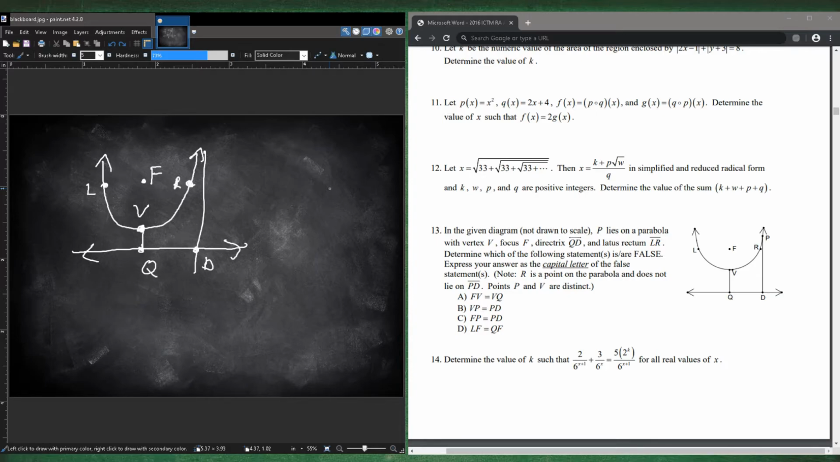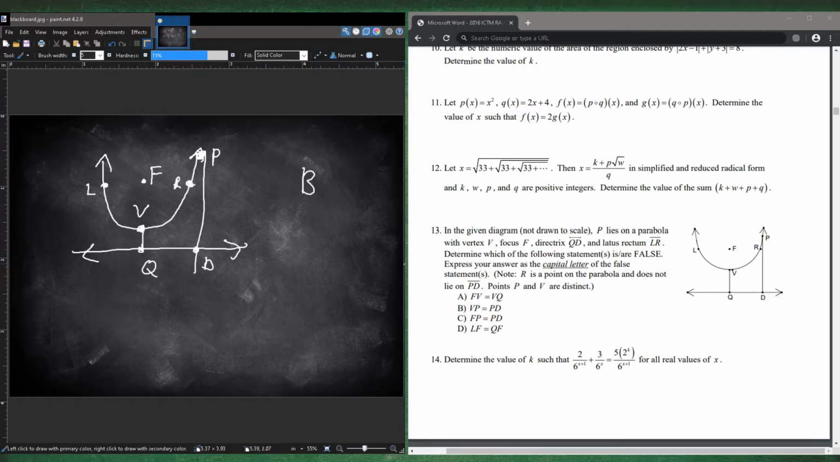And they say VP equals PD. Okay, I forgot P. P is right here, so it's a point on the graph. VP is equal to PD. Okay, so that is not true. The vertex to a point on the graph is not equal to that point all the way to the directrix. That's not a property. What is true is that the focus to the point is equal to the point to the directrix. So that is true, but not V to P. It's F to P. So B is wrong, so that's a possible answer.